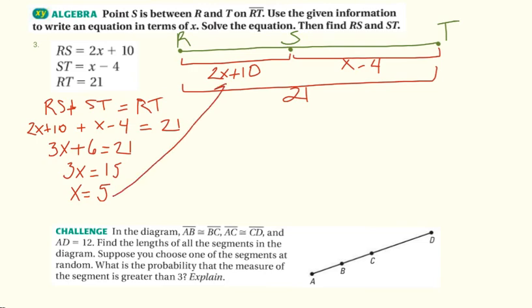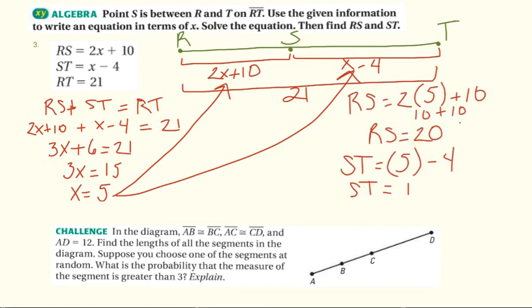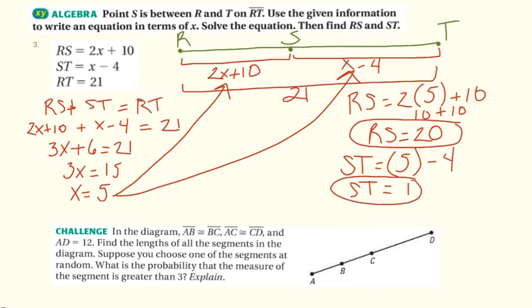As you can see, RS comes out as 20 and ST is 1, and if you want to check for reasonableness, if we add those two segments together, it does equal the total segment length of 21. So on the challenge question down here below, I want you to try this one as well, just like we did on the other ones, and I want you to try to bring your answers to class tomorrow and see if you can get it correct.